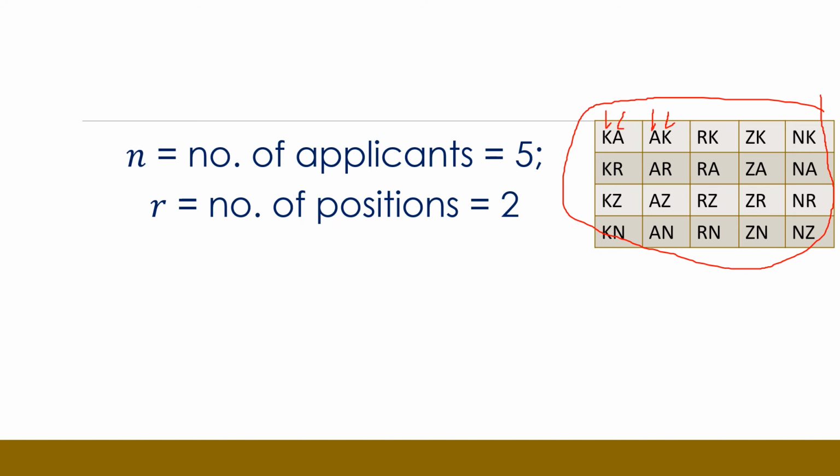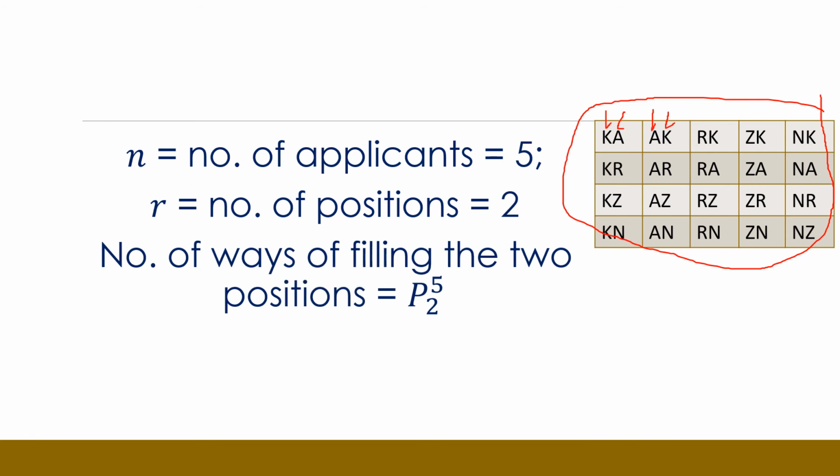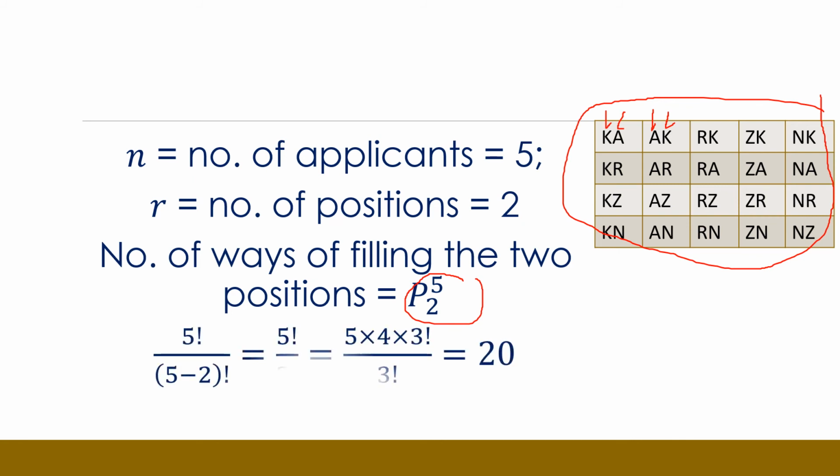So the number of ways of filling these 2 positions is going to be given by 5 permutation 2, which when we use a calculator will give us 5 over 5 minus 2 factorial. And cancelling out this, we get the answer is 20, which is the same as what we got when we used the table.